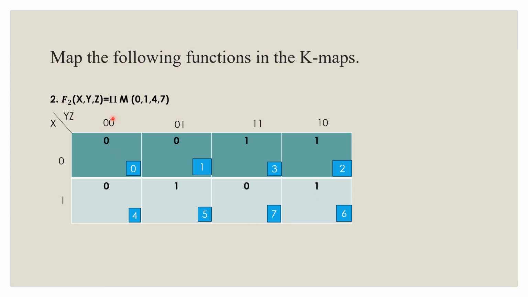So how do we represent these numbers? Where the numbers are present, 0 1 4 7, there we write 0, and the other boxes, that is 3 2 5 and 6, are represented by 1 because this is a max function. Okay, so in this way we can easily clarify the 3 variable function for a max term, how we represent it in the K-map. Okay, hope you understand this topic.